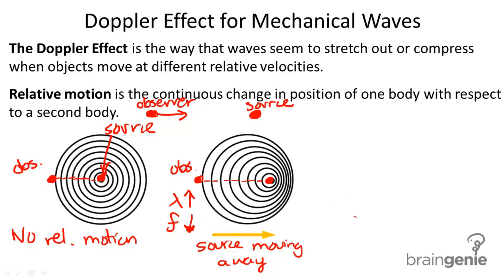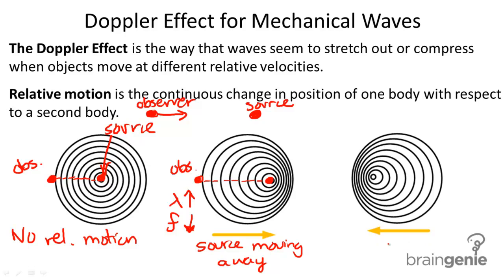And let's see what happens when the source is moving towards the observer. Again, this is my source and this is my observer. As it's moving towards, what happens to the wavelengths? The wavelengths become compressed. So the wavelengths become smaller and the frequency thereby increases.